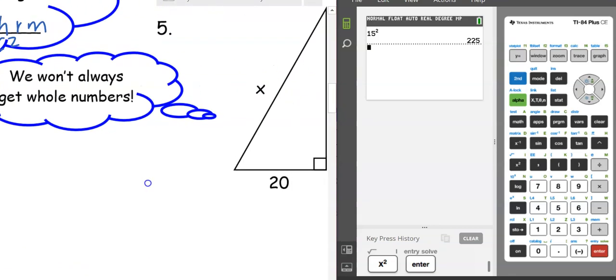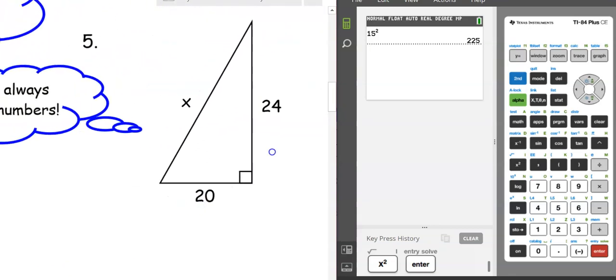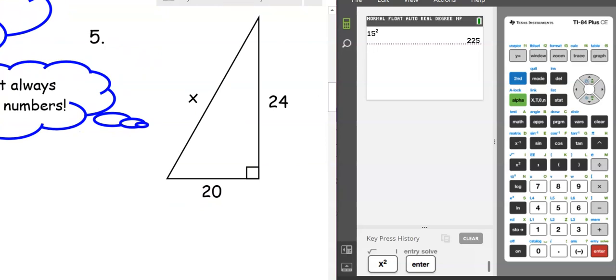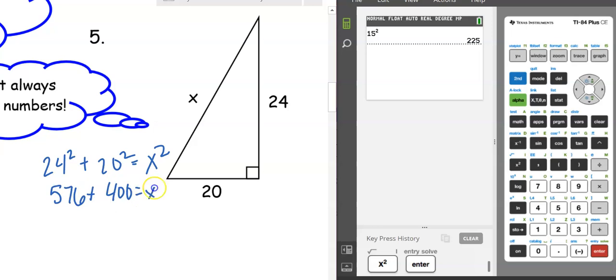Okay, not every time if you're given a Pythagorean theorem problem are you going to get whole numbers. You're allowed to have decimals as well. Again, we do not have an angle measure, so we're just going to use the Pythagorean theorem. 24 squared plus 20 squared equals x squared, because x is across from the right angle, which means it's the hypotenuse. Okay, 24 squared is 576. 20 squared is 400. These added together is 976.